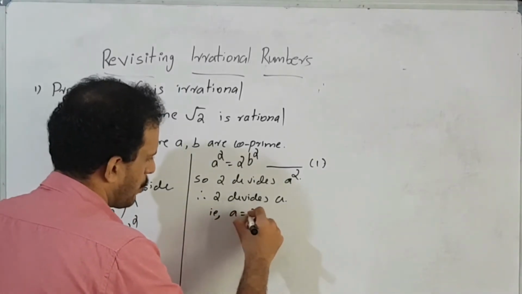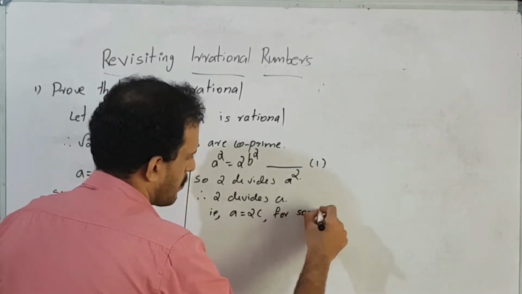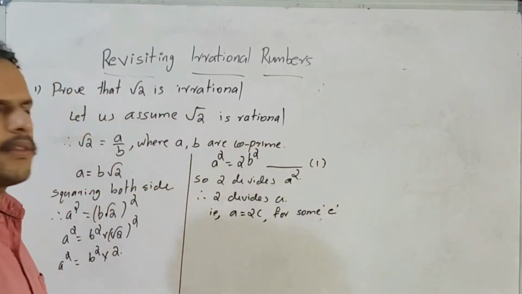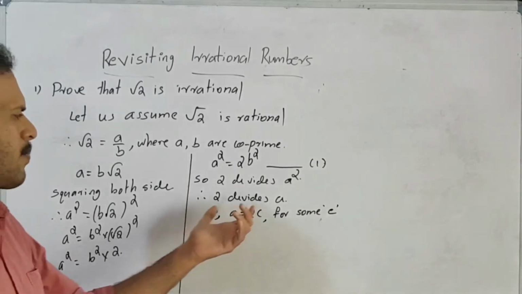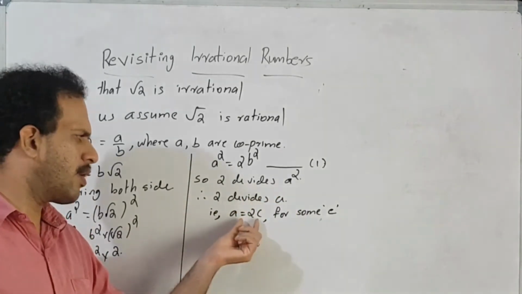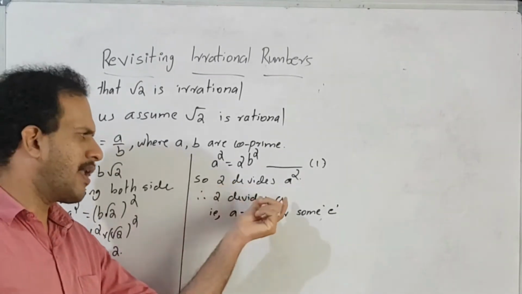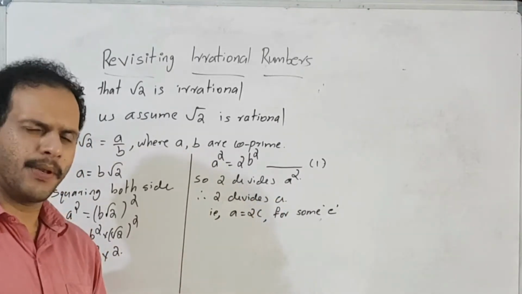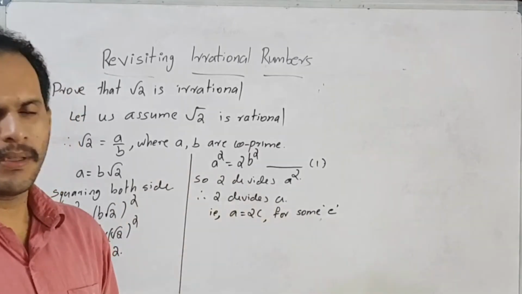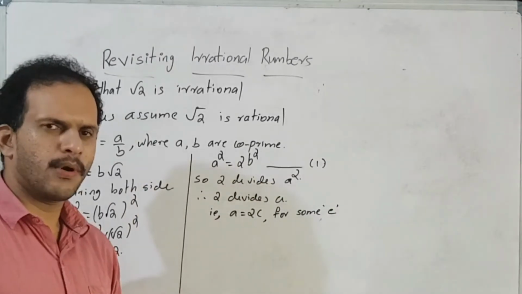That is, a is equal to 2c for some value of c. We don't know what the value of c is. Then for some value of c it is possible to write a as a product of 2. Right? If we multiply some integer by 2 we get a, because a can be divided by 2. If a can be divided by 2, it means we can write a as a product of 2.